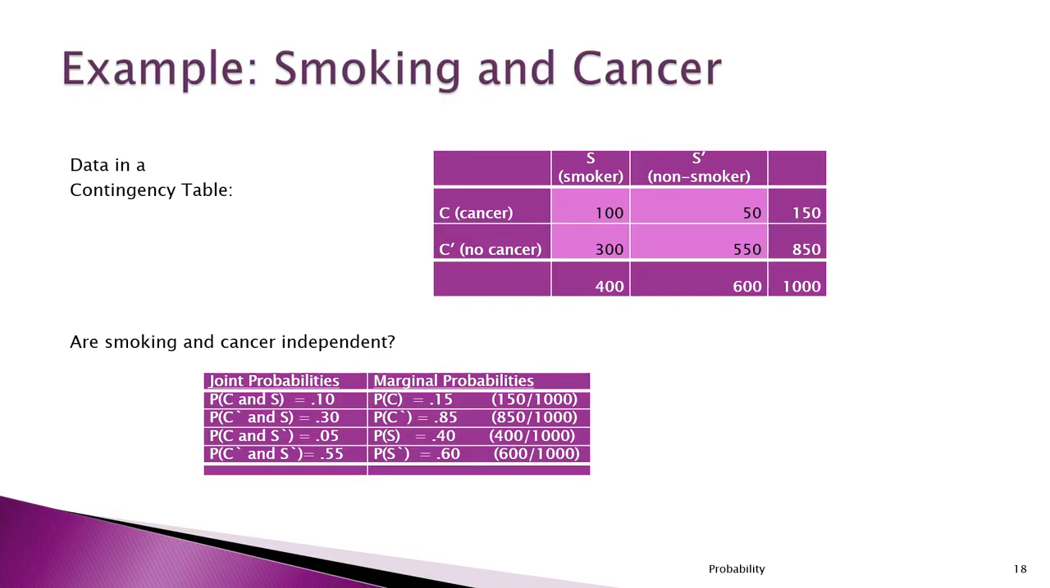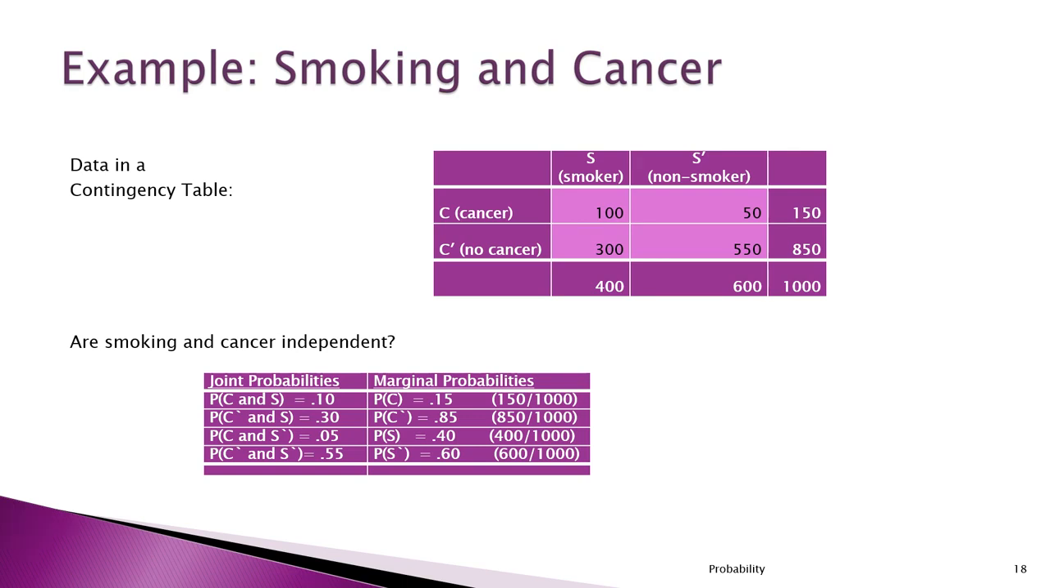300 smokers did not die of cancer. Among non-smokers, we had 50 that died of cancer and 550 that didn't die of cancer. Incidentally, those totals on the side, what we call the marginal or simple probabilities, are useful. 150 people died total in this sample of cancer, right? All the way on the right, 850 did not have cancer. We had 400 smokers in the sample, 600 non-smokers, and that's how we had 1,000 people.